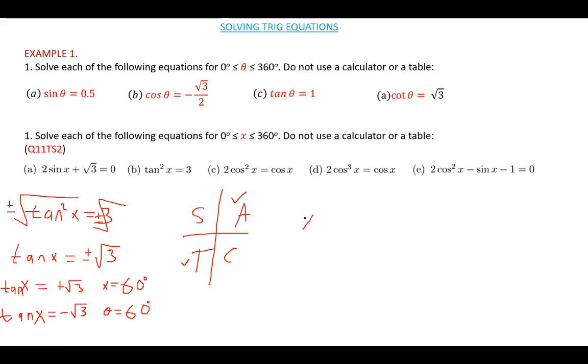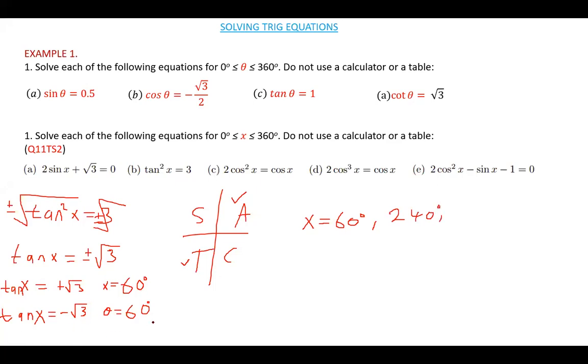So let me write the values of x here, the final answers. It will also be part of your work. I just want to see whether you've understood or not. So x is equal to, the first value of x that we're going to have is 60, because it's in the first quadrant. And then in the third quadrant, you say 180 plus 60, where you're going to get your 240 degrees.